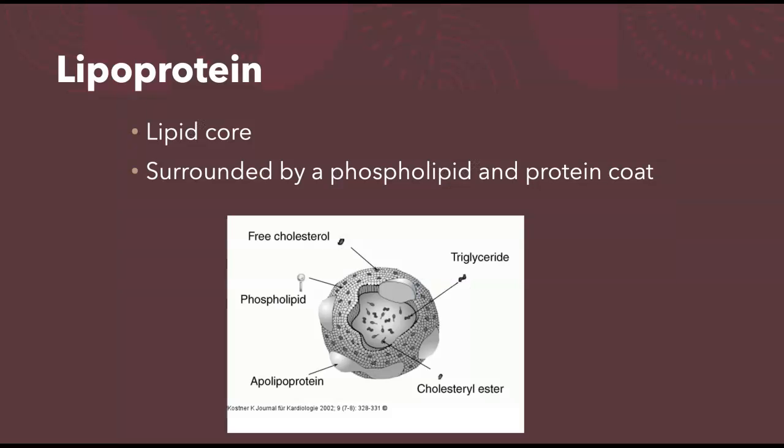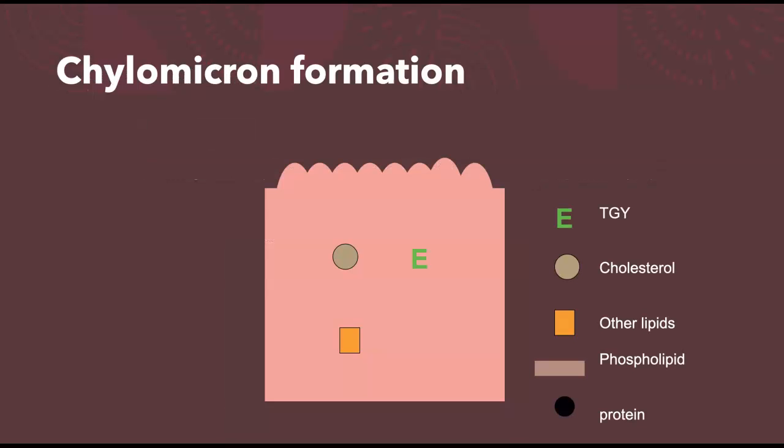The lipoprotein carries fat through the circulatory system. It has a lipid core surrounded by a hydrophilic phospholipid and protein coat. If fat wasn't surrounded by this coat, the fat would separate from watery blood. In the next series of slides, I'll describe the four major lipoproteins, where they originate, and their functions.